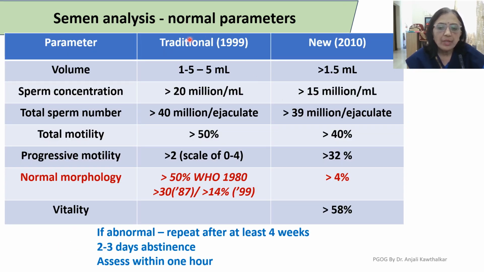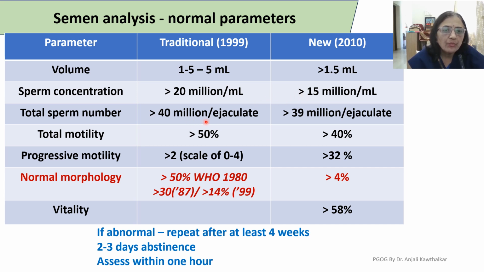Semen analysis, as we have seen, forms the initial part of the initial assessment of male infertility. Normal parameters which were considered till 1999 are called traditional parameters, whereas in 2010 the WHO has given us new parameters. Mostly the parameters are similar except volume. Initially it was 1.5 to 5 ml; now greater than 1.5 is considered normal. Concentration was 20 million per ml, and now greater than 15 million is considered normal. So not much difference.